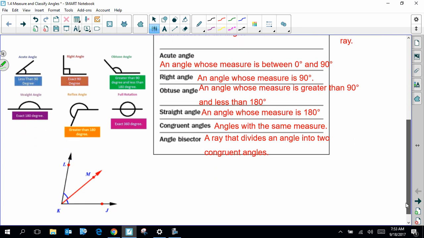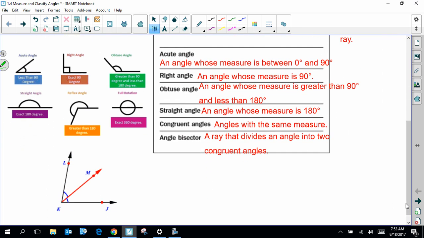So coming down here with how we classify the angles, acute, right, obtuse, and straight are probably ones that you're pretty familiar with. Congruent, that word congruent is going to be used a lot. It simply says we have angles that have the same measure in this case. And an angle bisector is going to be a ray that divides it into two congruent angles. And we've talked about angle bisector when we talked about our constructions.